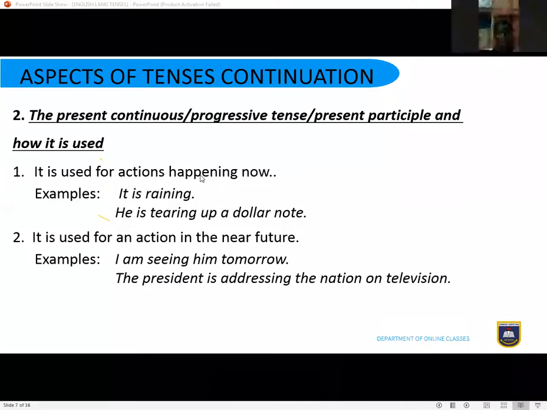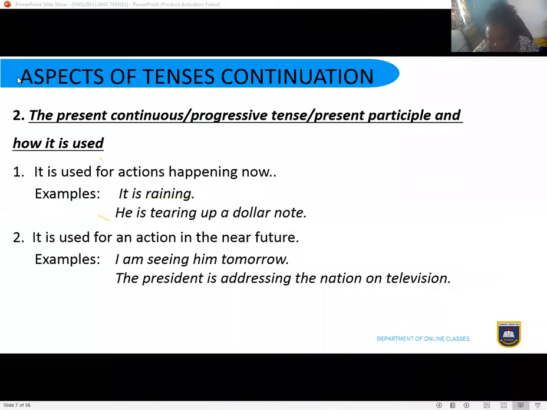Now let's look at the second example. The second example is, he is tearing up a dollar note. Note this word. This word is not tearing, it is tearing. So he is tearing up a dollar note. Now, what is the verb in this sentence?